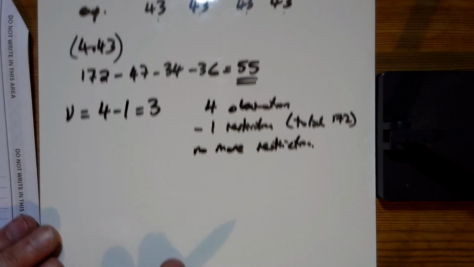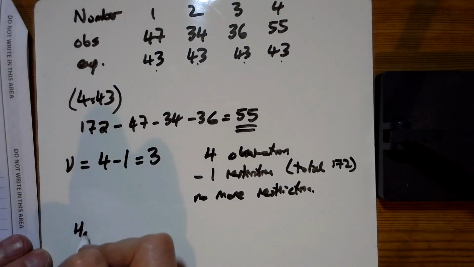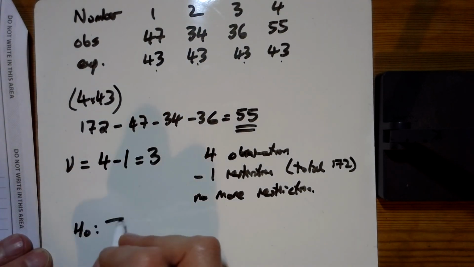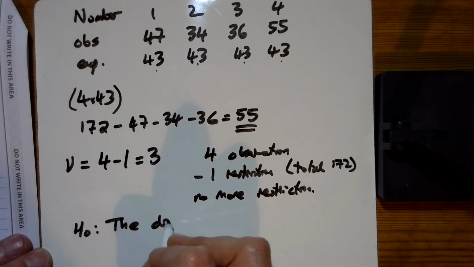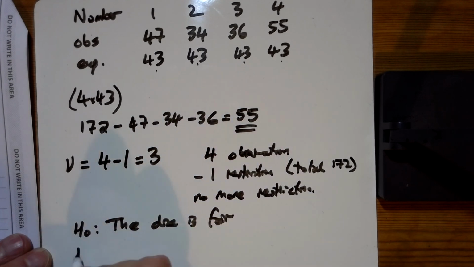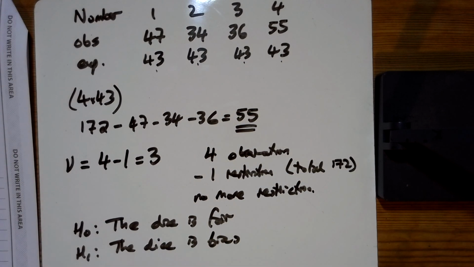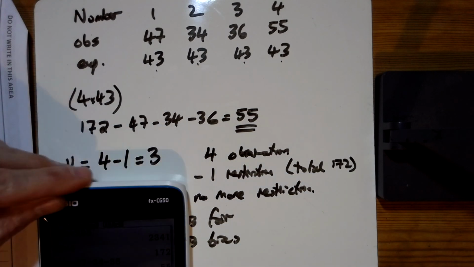So the main part of the question is now to actually do the hypothesis test. So H0 will be that the dice is fair. The dice is unbiased. H1, the dice is biased. I suppose I've written dice, it could be die, couldn't it, as they're singular. And let's put these numbers in.